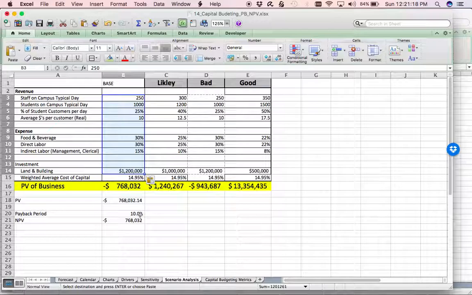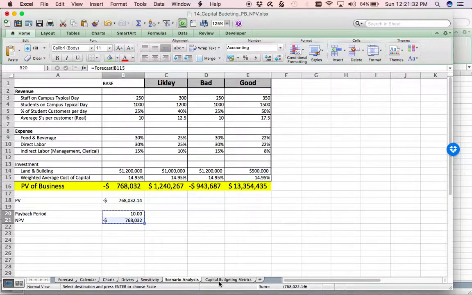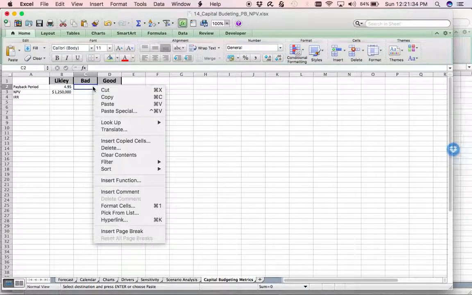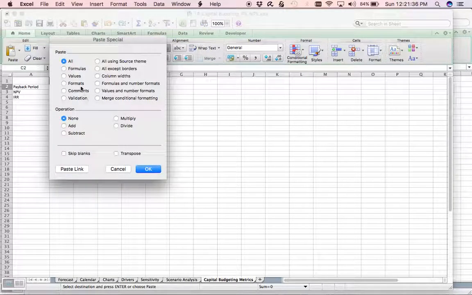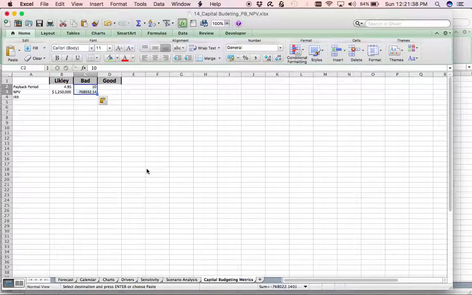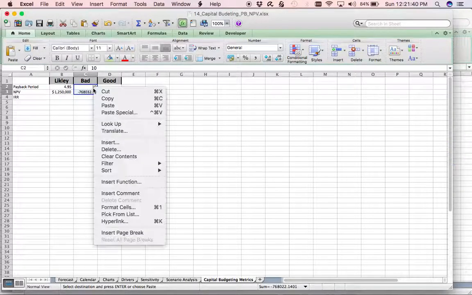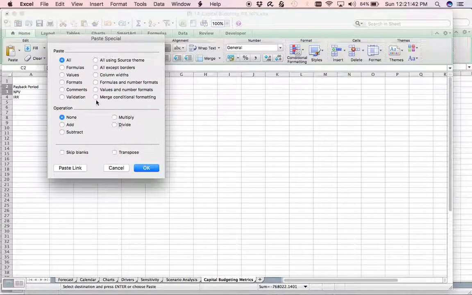You see the bad one, the payback period goes all the way to 10, and the NPV is negative. What's going on there is that there's not enough cash flows to even pay back all of the initial investment by the end of the project. So obviously not a great outcome, but useful for us, in that we now have that piece of information. We kind of know what we're dealing with there.